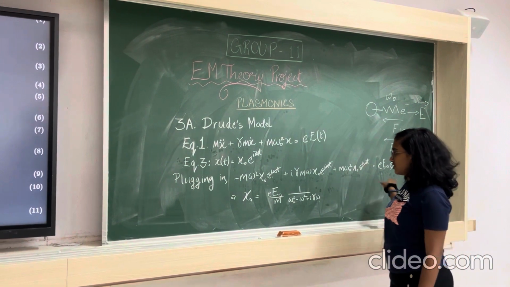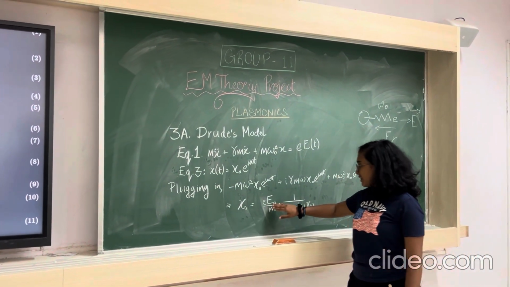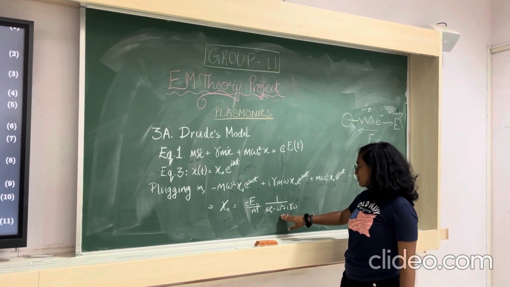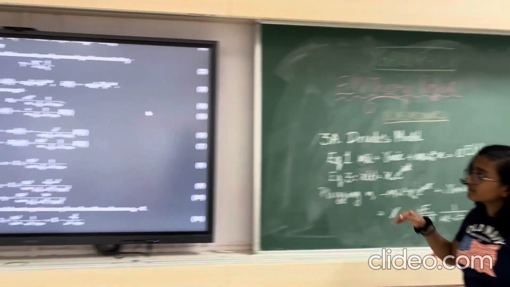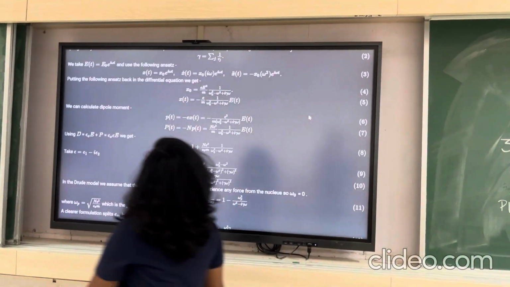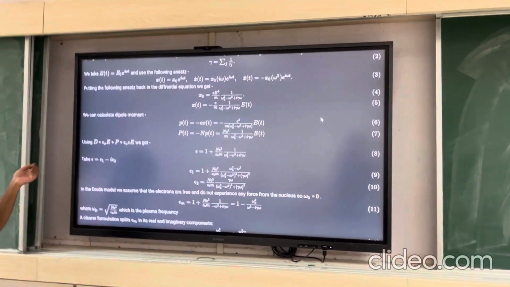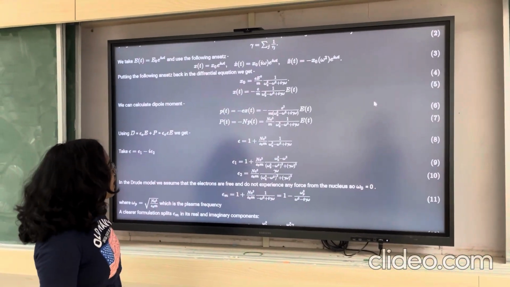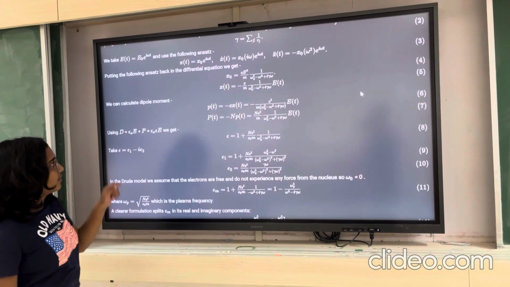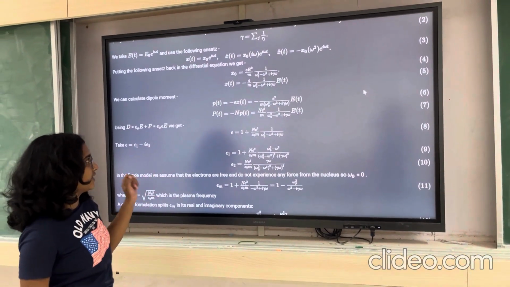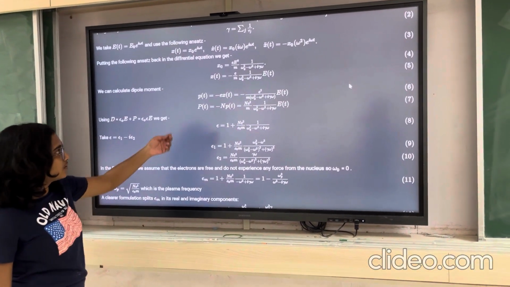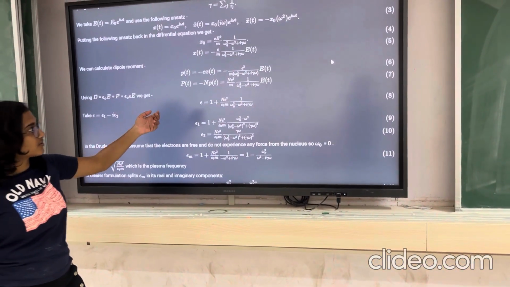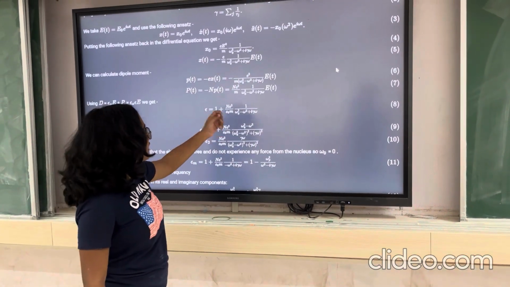Getting rid of the exponential terms, we finally get x naught is equal to E naught by m times 1 by omega naught square minus omega square plus i gamma omega. Now we see that the dipole moment can be calculated from this. P of t is equal to minus e x of t, which is equal to minus e square E of t by m times omega naught square minus omega square plus i gamma omega.